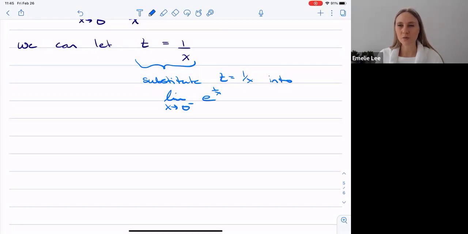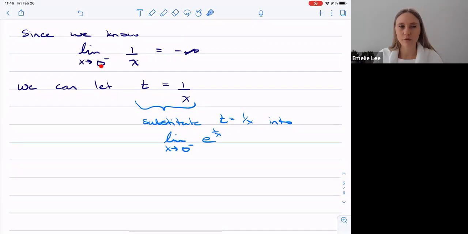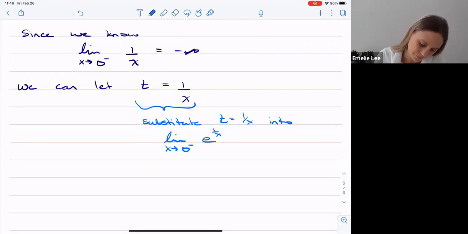Which means we need to figure out, okay, we already actually know it. What's the limit as x goes to 0 from the left? Well, now if I'm talking about t, which is 1 over x, I know that it's going to be going to negative infinity. So a little bit weird.